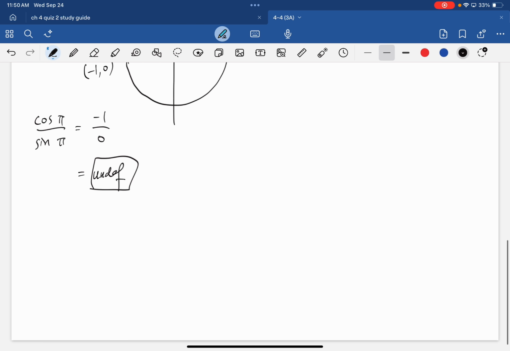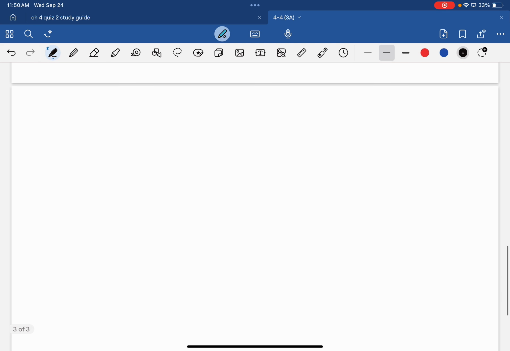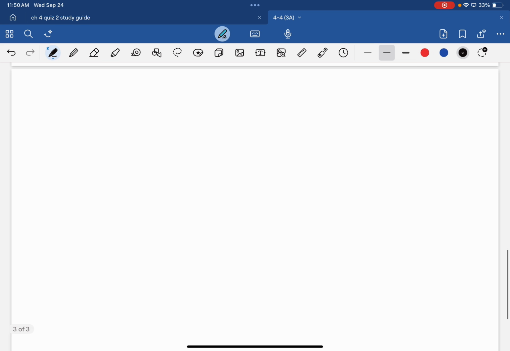All right, let's go on to proving a trig identity. If you're confused, watch the video later. 1 over cosine squared theta equals cosecant squared theta. This will be on the quiz as well. Worth 5 points? 10 points? I forgot. 5 points. So here we want to use the identities that we know, like sine squared plus cosine squared equals 1, tangent equals sine over cosine.